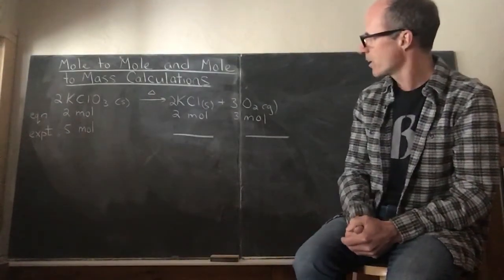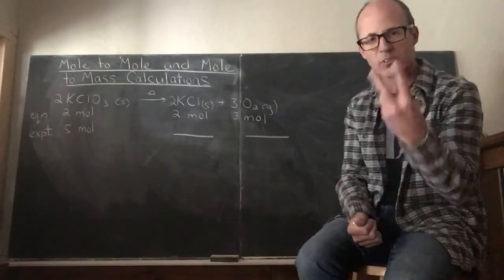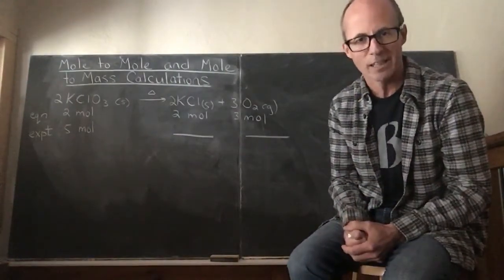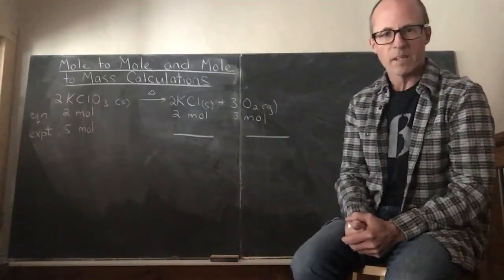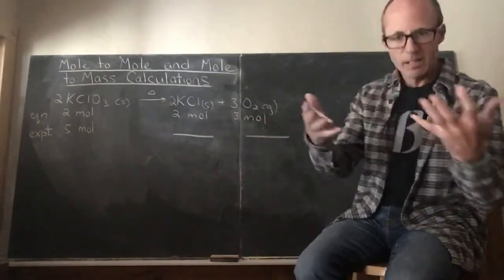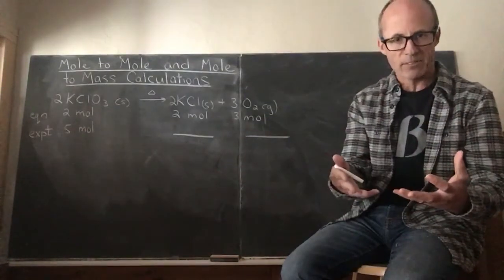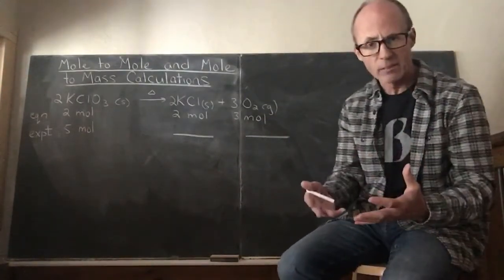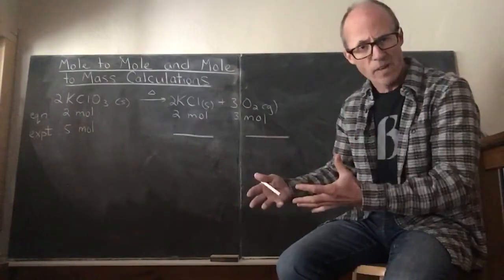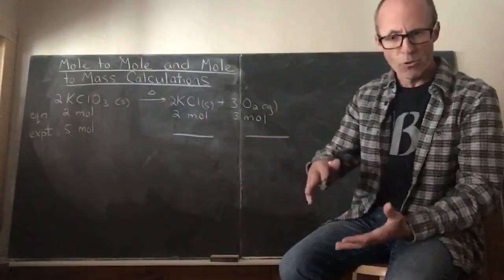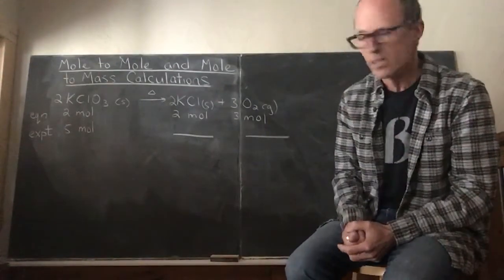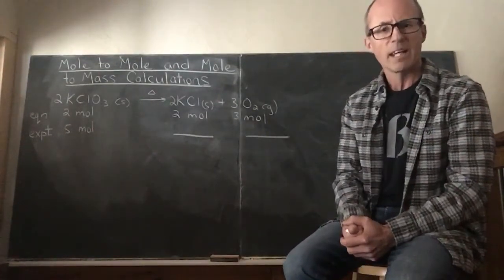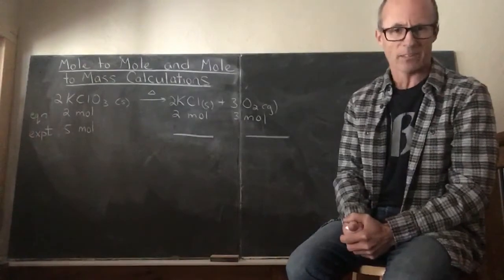What I want to do here is to look at two types of calculations that we can do quite easily. The first being finding moles of a product from a known amount of moles of reactant. And from that, we can find the mass of that product from the moles of that product. We might also go in reverse, where we start with products and go back to reactants.